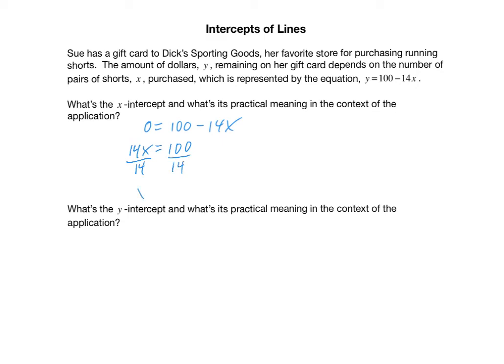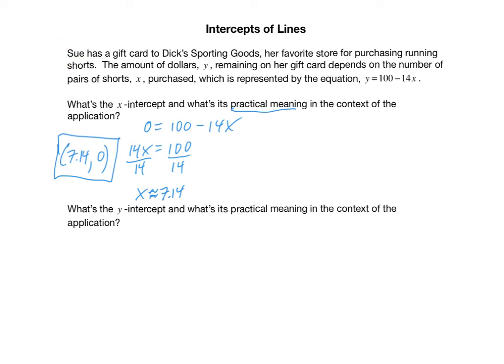And when we've been writing our solutions in the past, we've been essentially writing the fractional solutions, but because this is an application, it probably would be valuable to have a decimal approximation. So this is approximately 7.14. So again, that is not the x-intercept. The x-intercept is the ordered pair 7.14, 0.